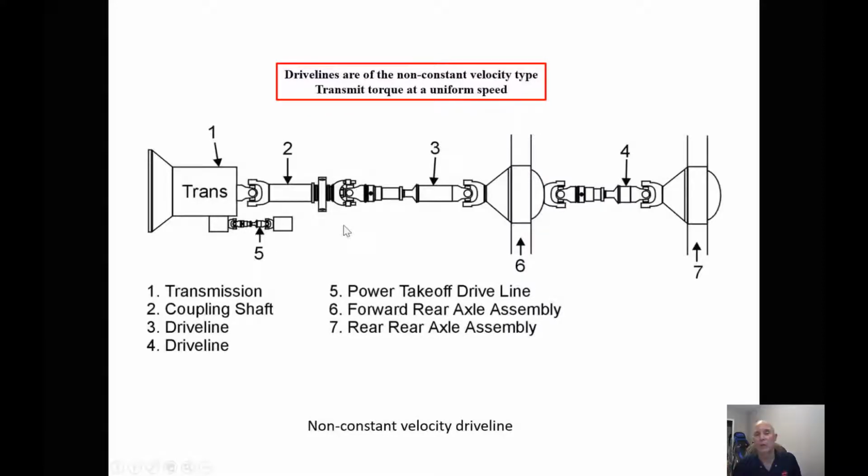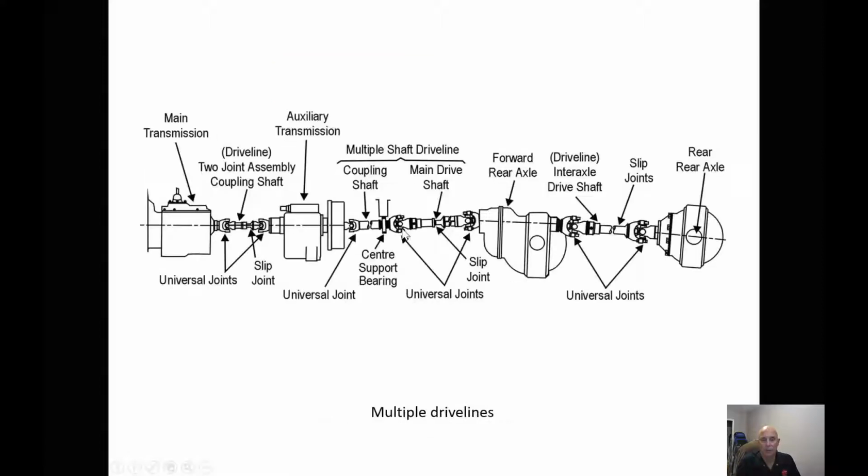So how the configuration of the vehicle is set up depends on what we have. For instance, off of the transmission, we can have a single driveline to a steady bearing. Off of there, we can have another driveline that goes to the front diff, another driveline that goes to the rear diff, and then we could also have a driveline that's off of the PTO. Now, all of these are non-constant velocity type drivelines. So again, depending on the configuration of the vehicle, we can have multiple drivelines set up in order.